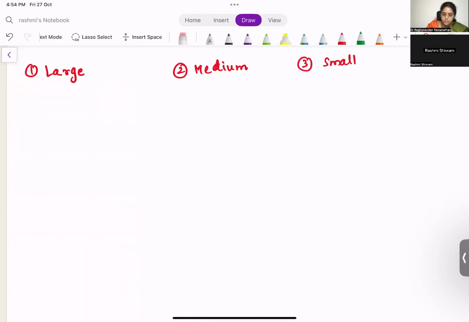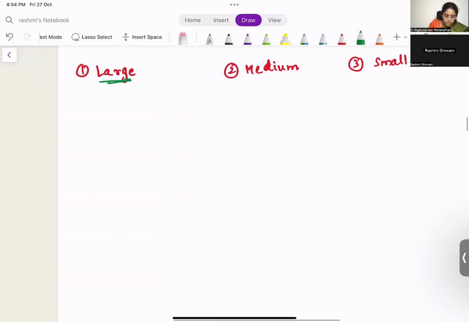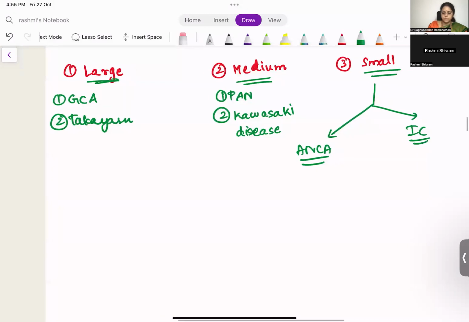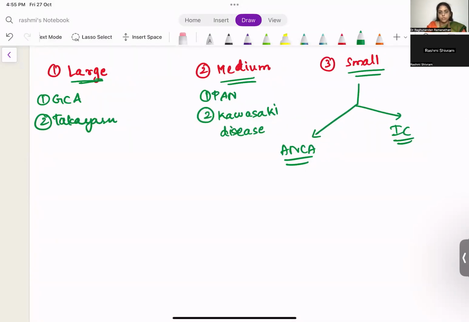Among the large vessel vasculitis, the first one is giant cell arteritis or temporal arteritis. The second one will be Takayasu arteritis. Among the medium vessel, the first one will be polyarteritis nodosa, and the next one will be Kawasaki disease. Among the small vessel vasculitis, you have to classify whether it is ANCA associated or immune complex associated.